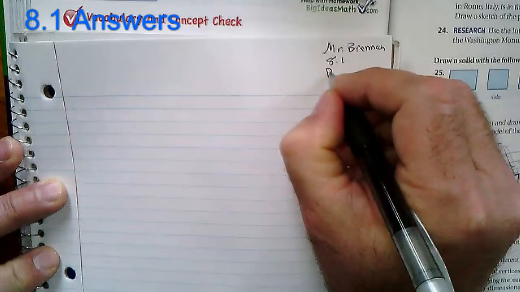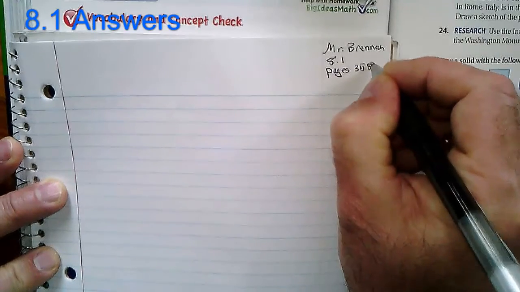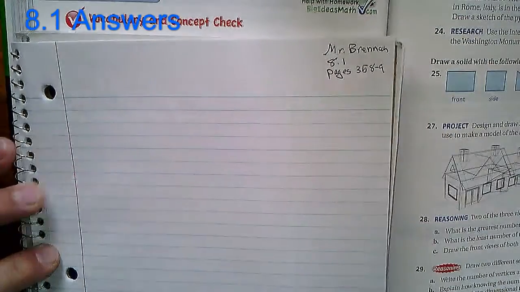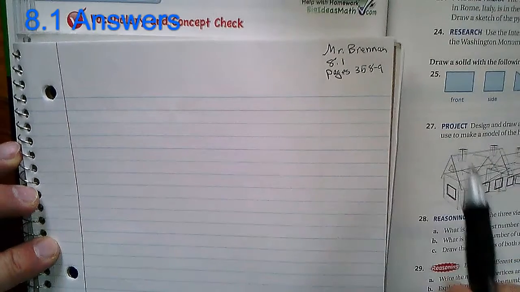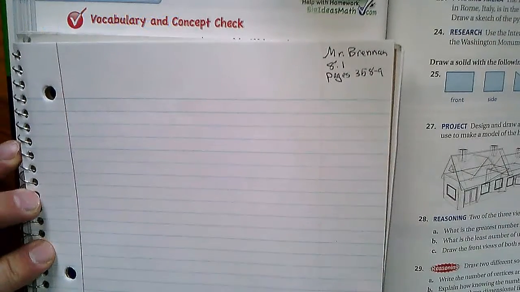8.1, page 358 and 9. I usually don't do that, but I want to model. When you get to 7th grade, you have to do that. Upper right-hand corner: name, lesson, pages. Please do that, please. Let's get started.